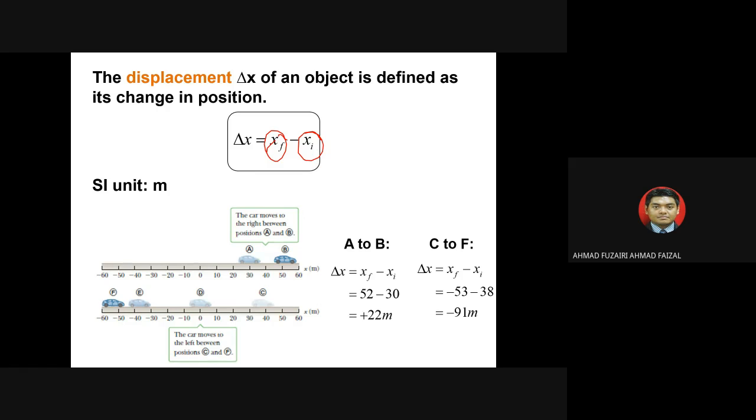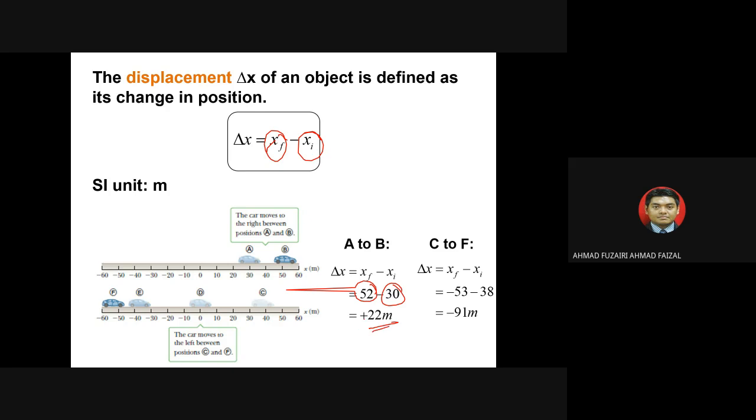Okay. So the SI unit is in meters. Obviously, displacement and distance share the same SI units. For example, from A to B, this is A. The car at A and the car at B is considered to be 52 minus 30, which is equivalent to 22 meters.